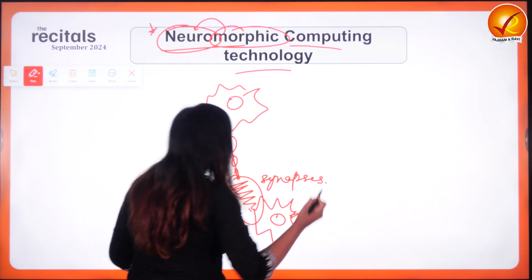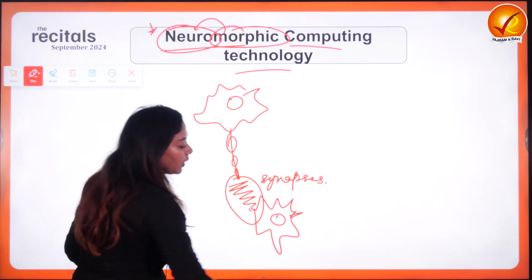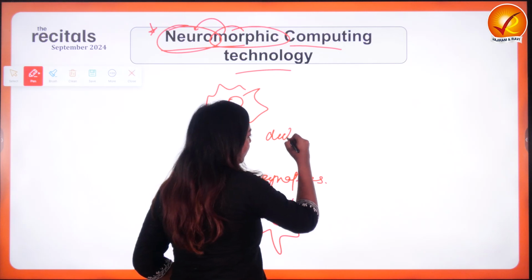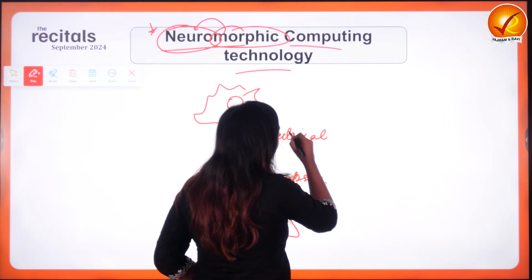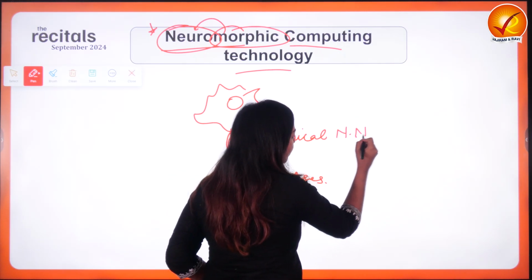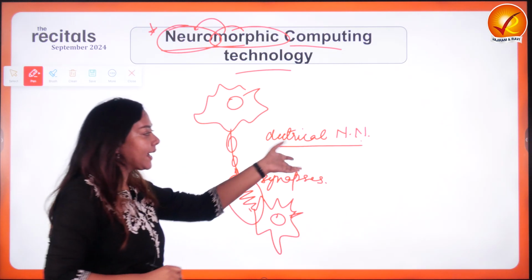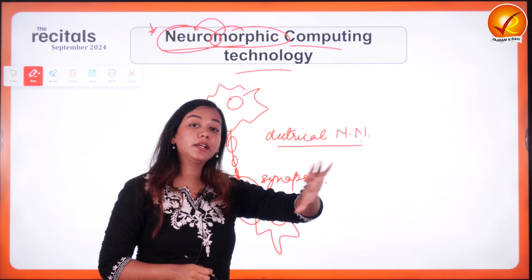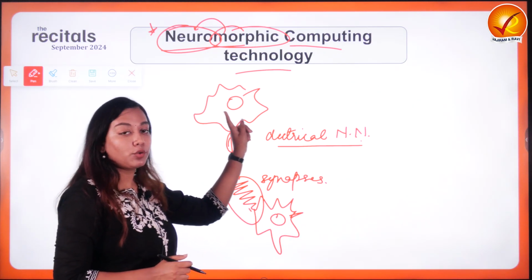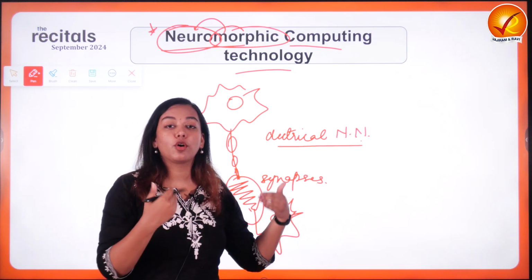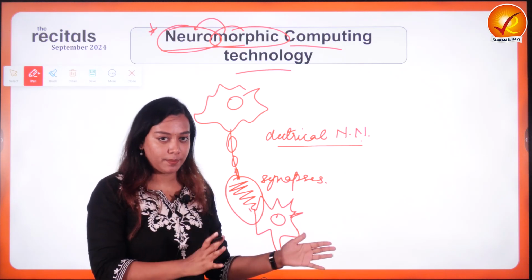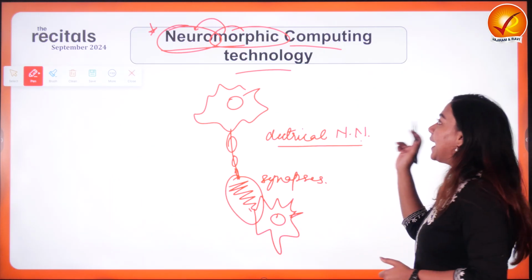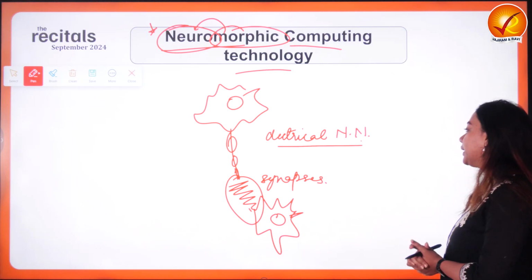So not just do we have an organic neural network, but we also have an electrical neural network. And that's exactly something that they are now going to utilize in creating computers. So what are we attempting to do? We are going to attempt the creation or mimicking of the human brain in the form of a computer. The branch of computer science which attempts to do this is known as NCT, or neuromorphic computing technology.